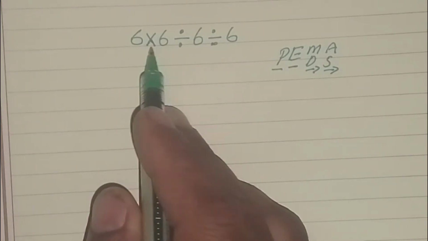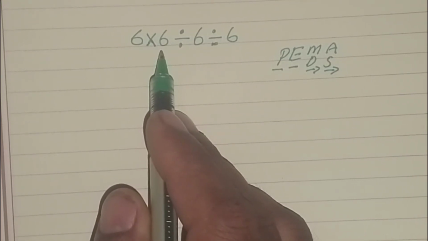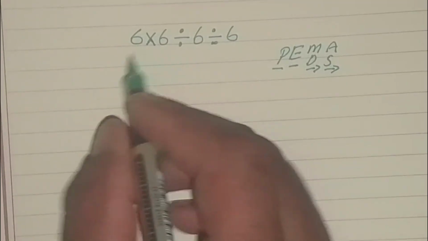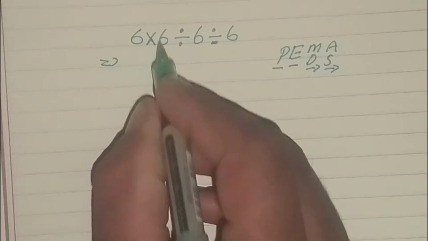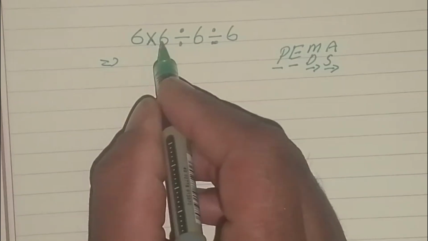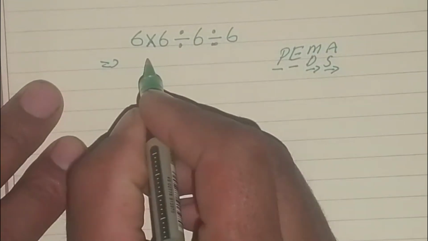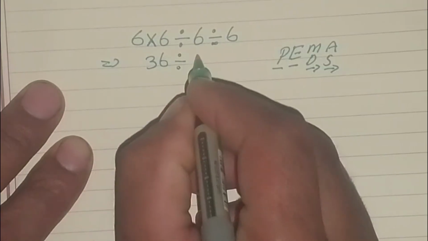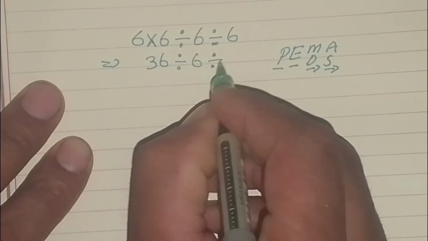Now on the left side we have multiplication. So first we solve multiplication. So 6 times 6 gives us 36 divided by 6 divided by 6.